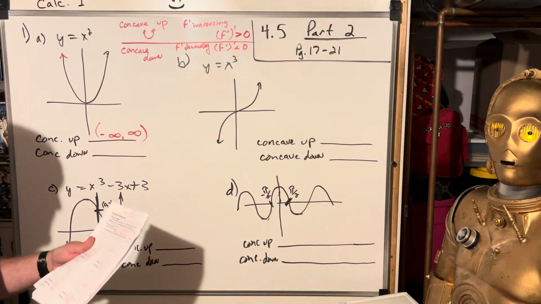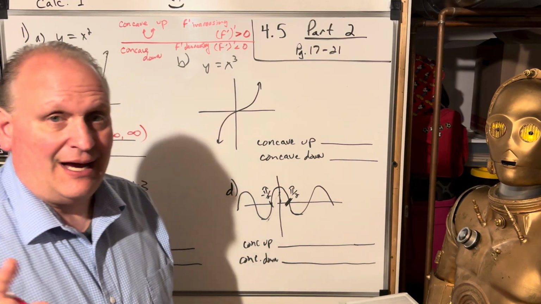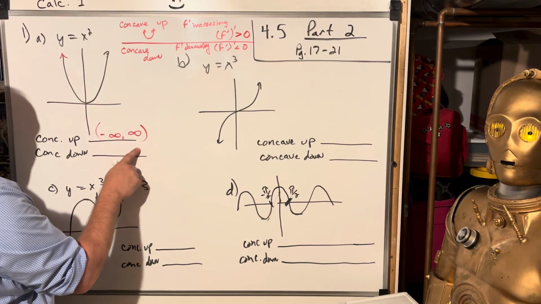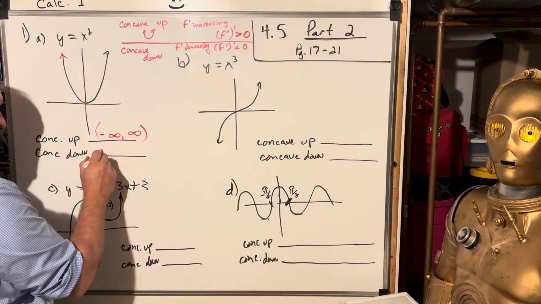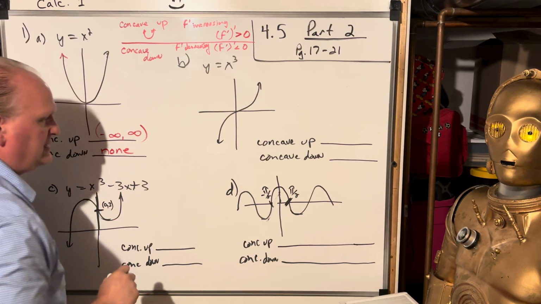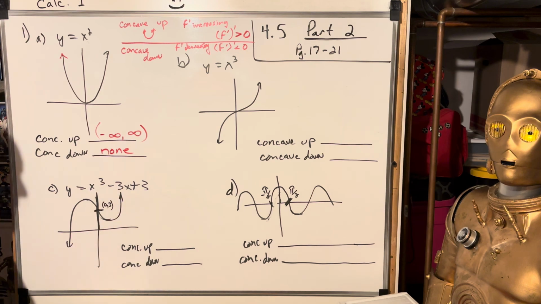Now, on the test, you have to write something like none or nowhere. Don't just leave it blank if it's not concave down at all. Say none or nowhere. If I just see blanks, then I mark it wrong and figure you didn't know what you were doing. So when there's a blank, put something in the blank.